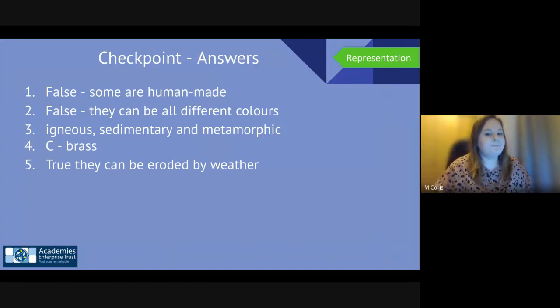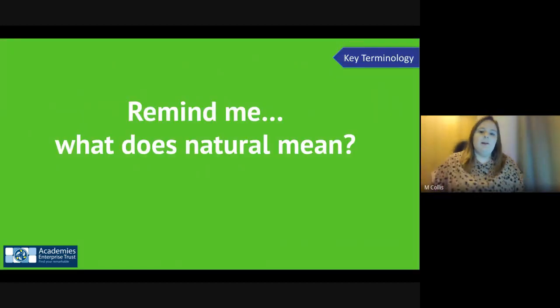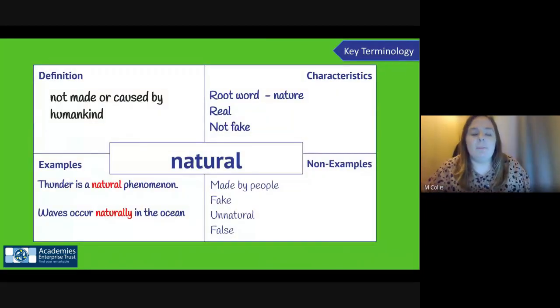So I want you to have a little pause and have a little think. What does it mean if I say that something is natural? What is the definition of natural? If you said that it is not made or caused by humankind, you would be correct.